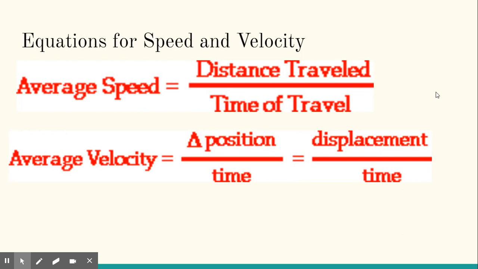So the equations: if we wanted to figure out the average speed, that would be the distance traveled during the total time of travel. Whereas average velocity is the overall change in position over an amount of time, or the displacement in the amount of time.